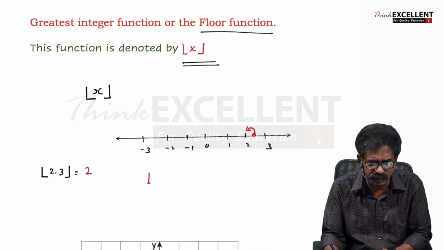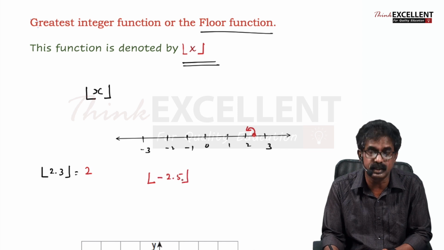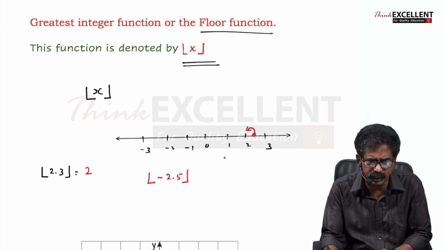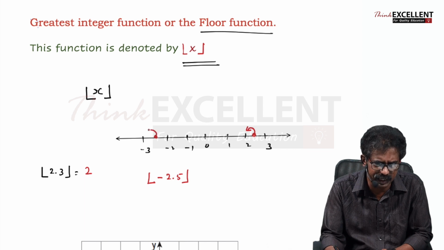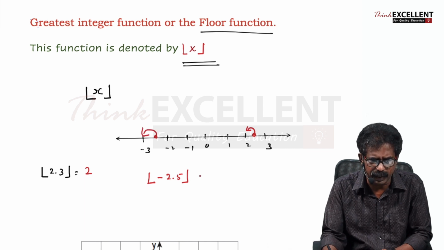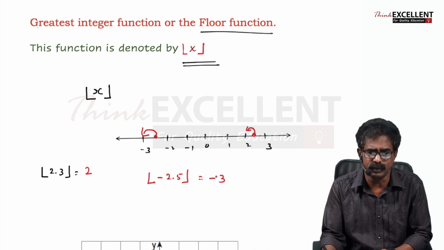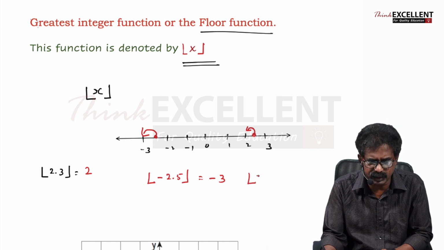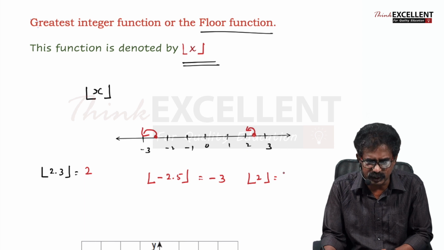Suppose my question is, say, the greatest integer of minus 2.5. Where is minus 2.5? Between minus 2 and minus 3. Greatest integer function means the left side integer. What's the left side integer? Minus 3. The answer is minus 3. Suppose the question is the greatest integer of 2. 2 itself is the integer, right? So the answer is 2 itself.